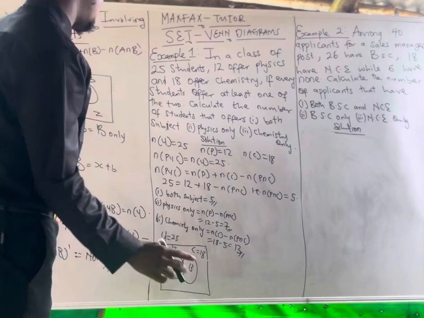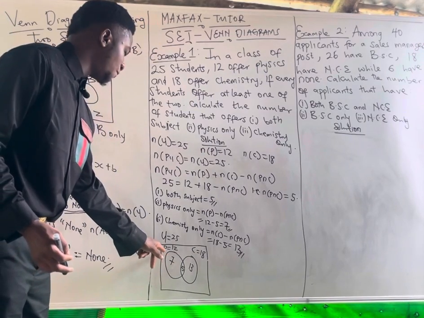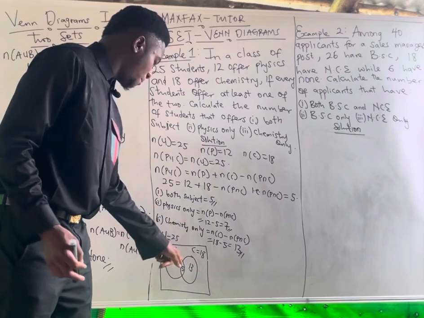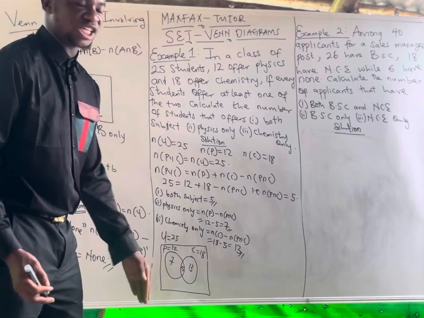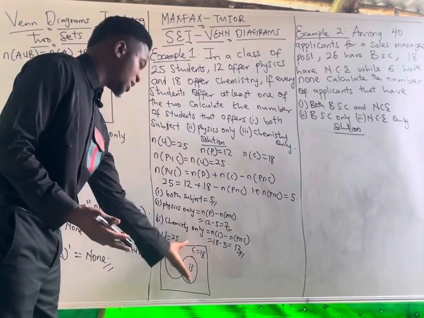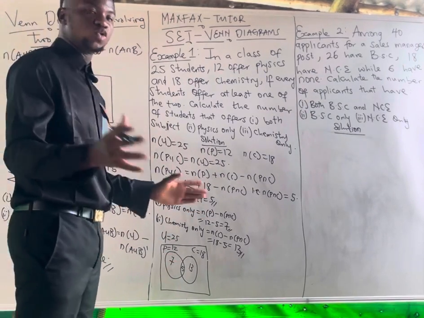So guys, you have to be very careful. This 7 will represent your physics only, while this 13 will represent your chemistry only. But this middle will represent the intersection between physics and chemistry. So it is not compulsory to use a Venn diagram. You can just use this trick, and you can use any one you want out of the two.